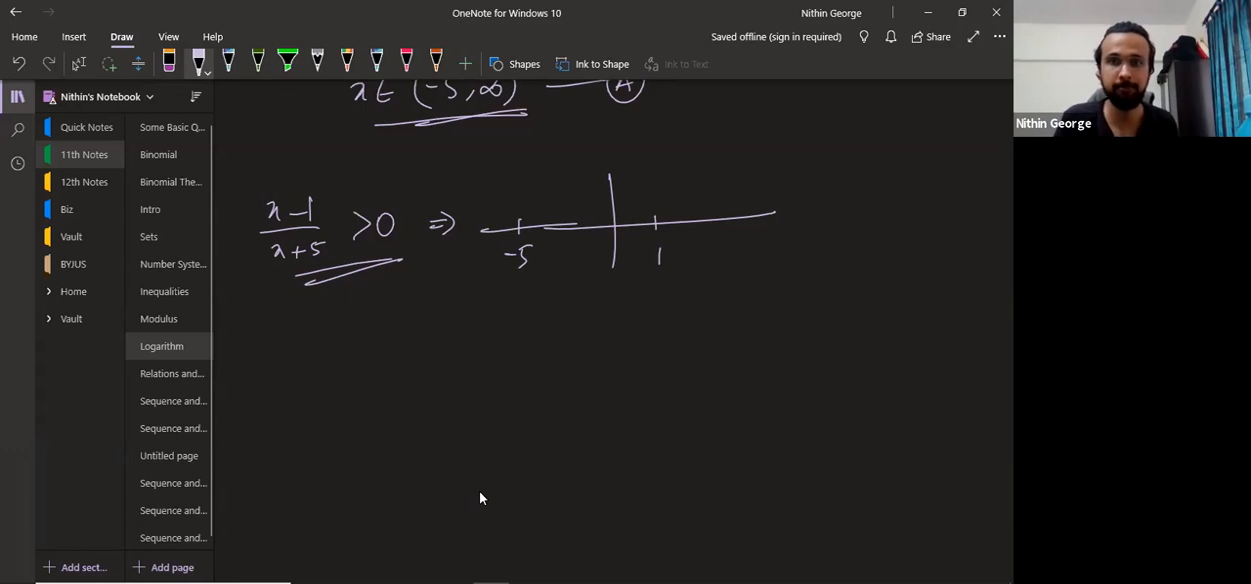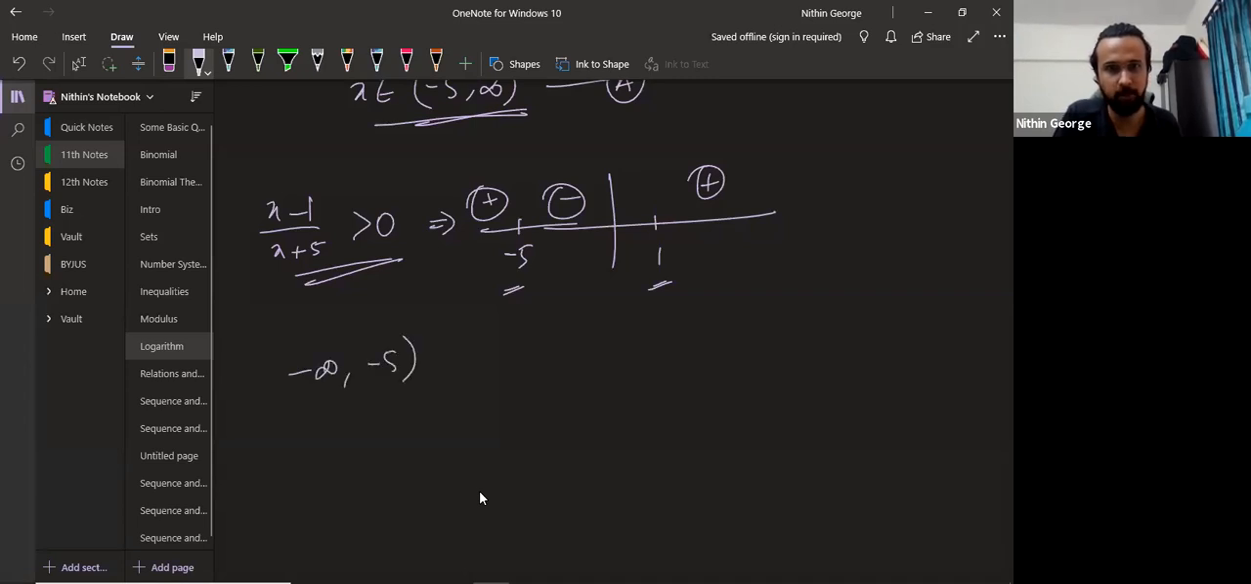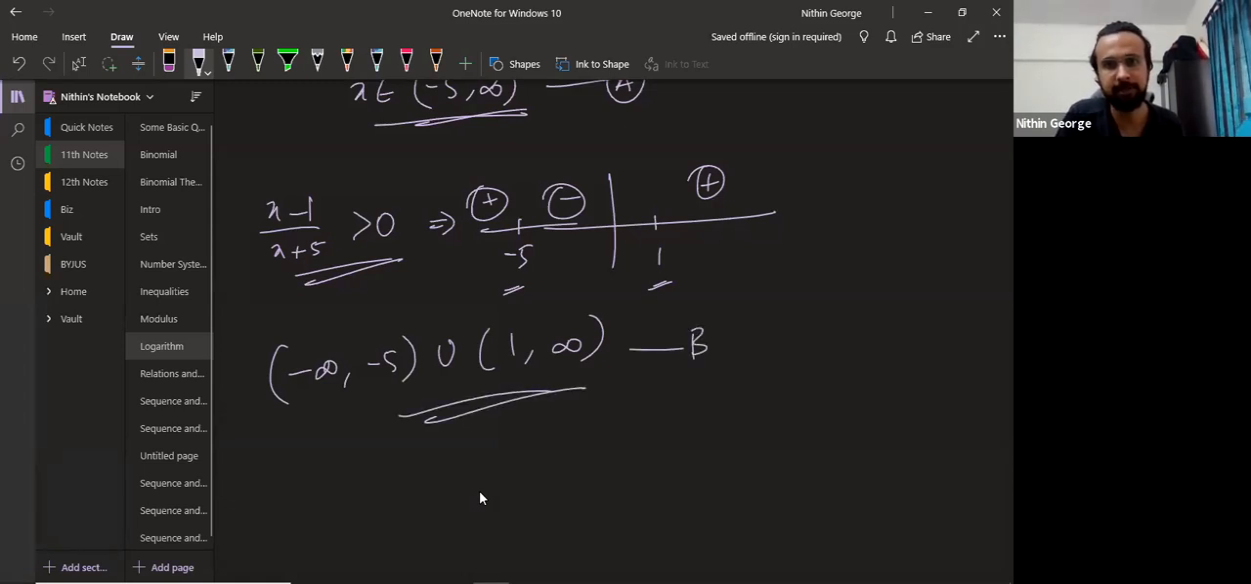X minus 1 gives me a critical point 1. X plus 5 gives me a critical point minus 5. And then I put a huge positive value for x. I get that it's positive. And then this will be negative. This will be positive. Right. When is it greater than 0? It's greater than 0 between minus infinity to minus 5 and 1 to infinity. Okay. This is the second part.